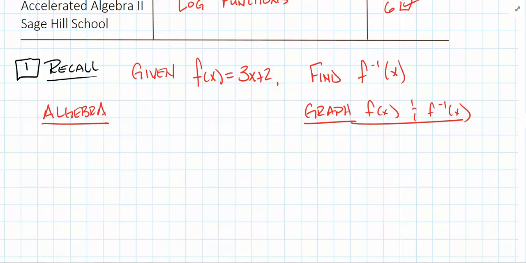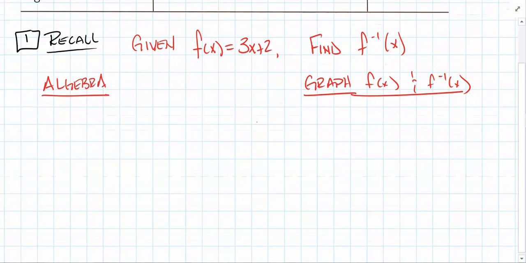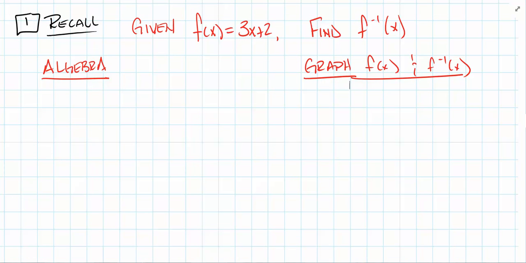So before we begin, this is going to play into what we're doing today. Given the function f of x equals 3x plus 2, I would like you to algebraically find the inverse, and then right next to it, graph the function 3x plus 2 and the inverse in the same coordinate plane. All right?